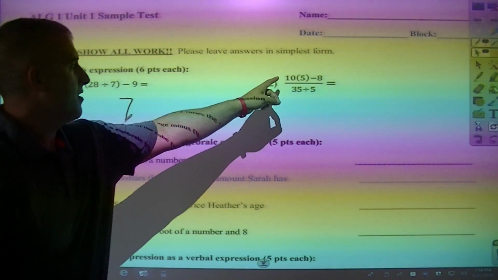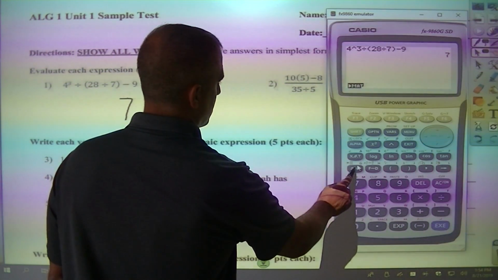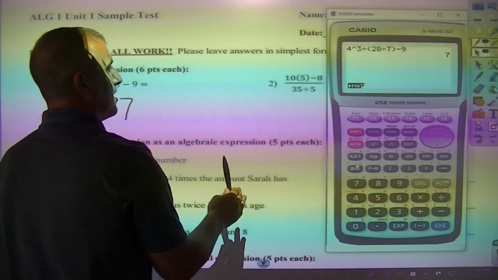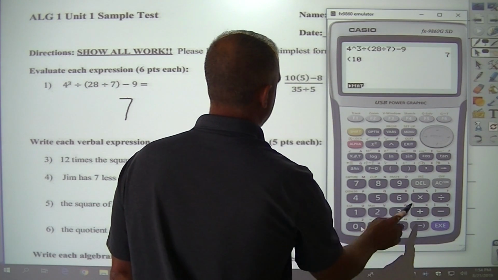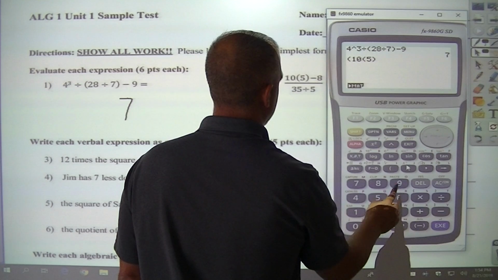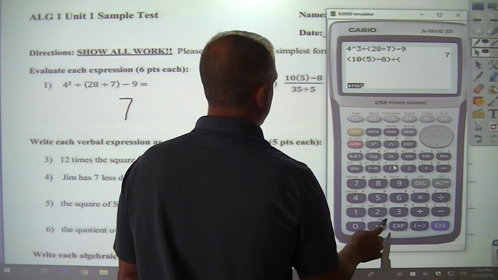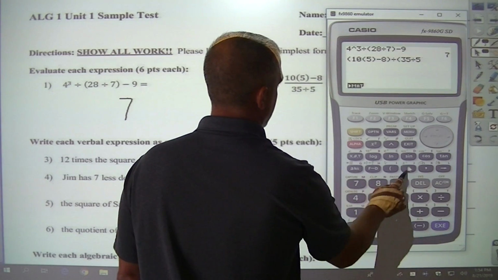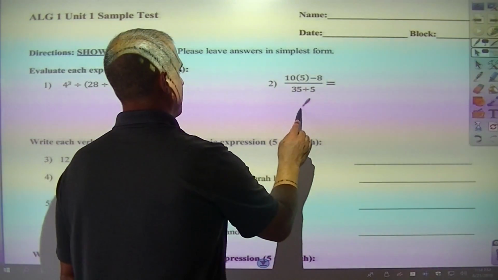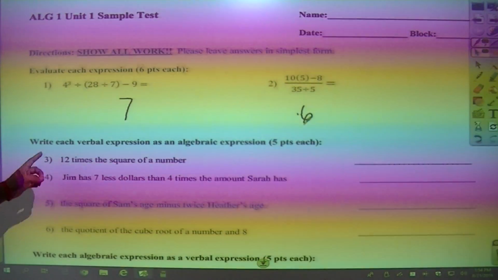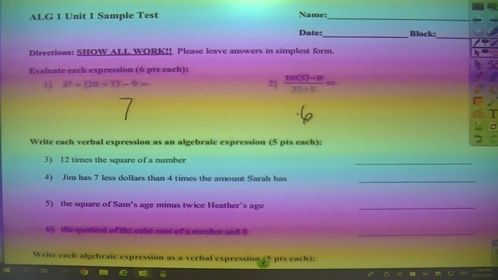Okay, this one, what you're going to want to do, your calculator will have nice prints. When you hit this ABC button, you should get the fraction. For me, what I'm going to have to do is use parentheses, so 10, parentheses 5 minus 8, close them, divided by the lower part, which is 35 divided by 5. You guys will be able to use the ABC button. Answer is 6.